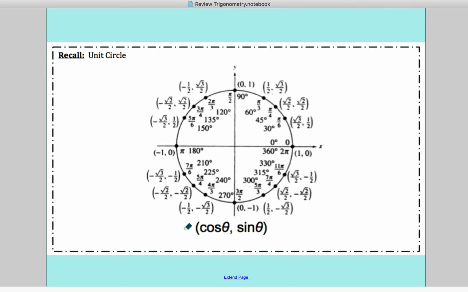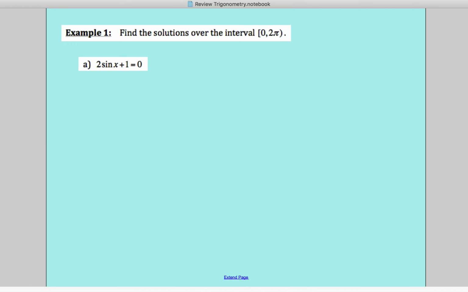So, once again, recall the unit circle. You have one in front of you, and you'll be able to use it on your tests and quizzes. The biggest thing to remember is that cosine values are your x values, and sine values are your y values. Today, we're going to be solving for solutions over the interval 0 to 2 pi. So what we are looking for is an angle. We're solving trig equations, saying what angle gives me whatever answer we're looking for.